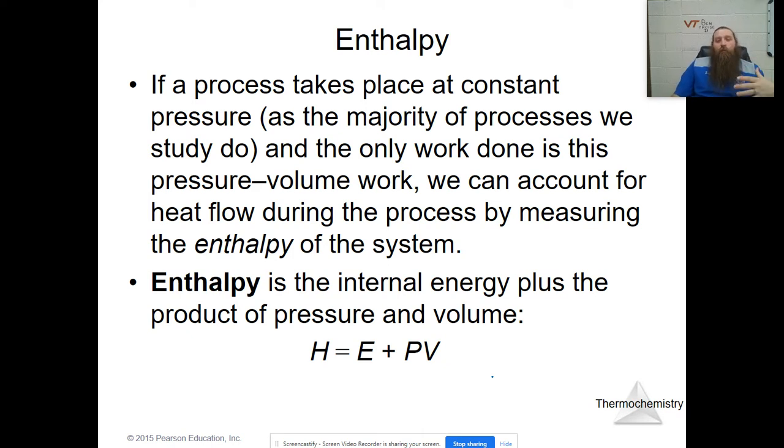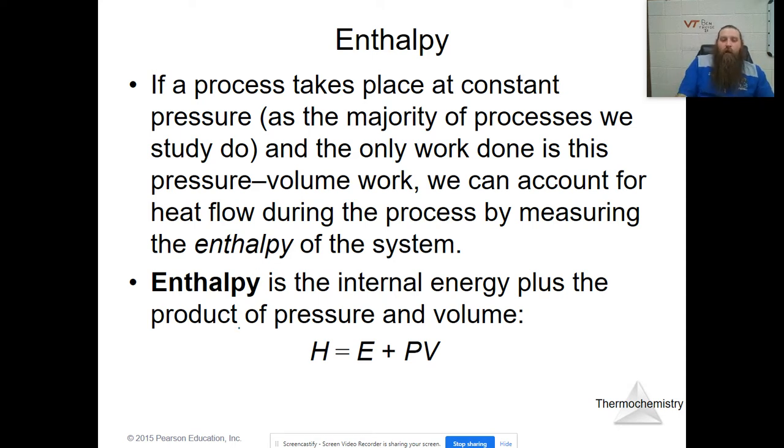Enthalpy is something that we can measure if we have a process taking place at constant pressure, right? Because then we can get rid of some of the concerns associated with changing pressure. So in chemistry, and in thermodynamics and physics as a whole, pretty much all the processes we study take place at constant pressure. So we assume the only work being done is that pressure volume work. And we can look at that and figure out the heat flow by measuring enthalpy.